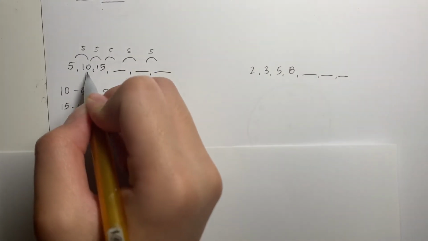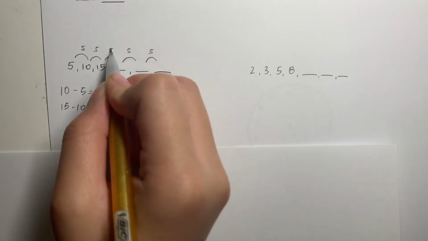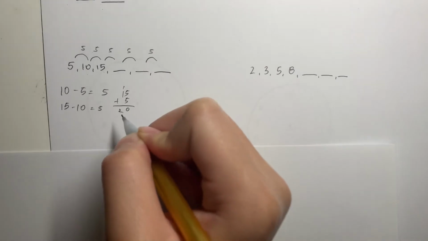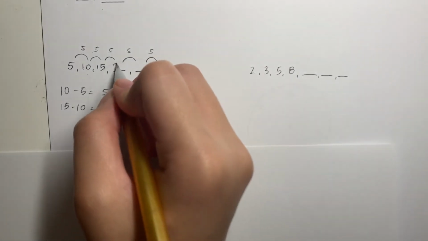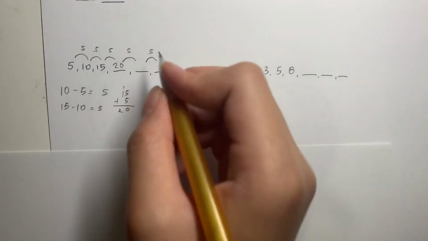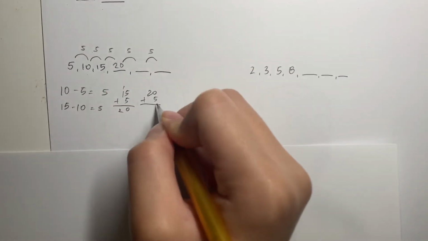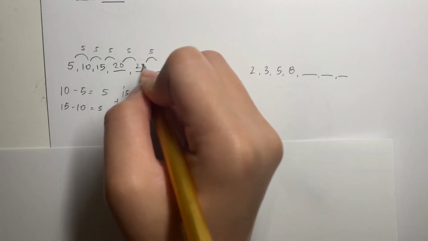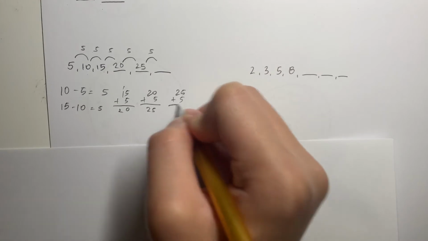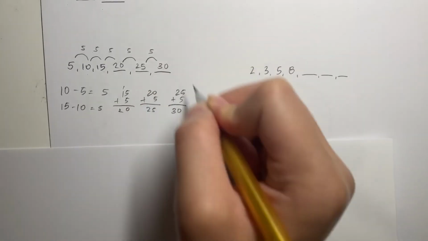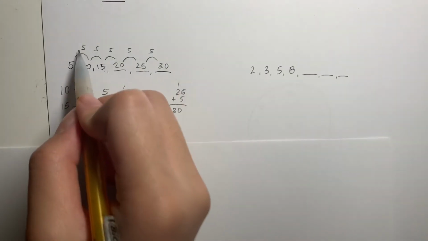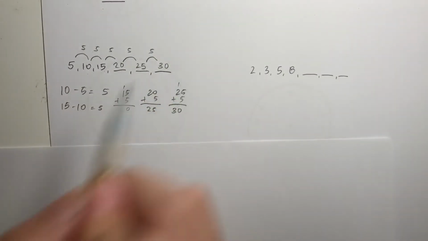5 plus 5 equals 10, 10 plus 5 equals 15, 15 plus 5, which we'll find here, equals 20. So this is the next number in the pattern. Now we'll do 20 plus 5, which is 25. Now we do 25 plus 5, and it is 30. Carry the 1, and it's 30. So these numbers all move by 5s.